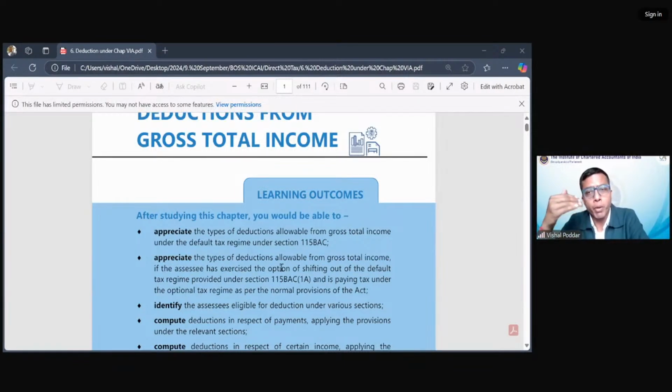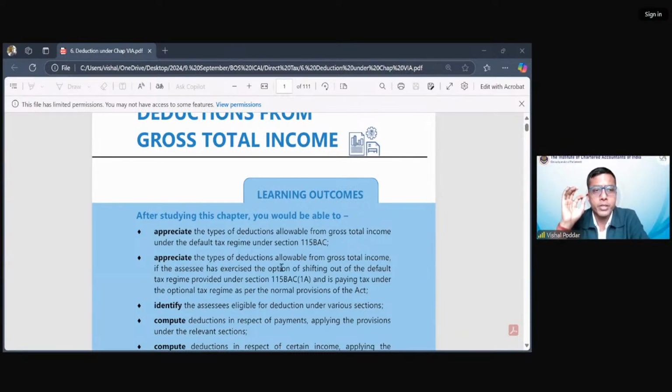Wherever the government wants to promote something, promote a particular investment, or promote a particular backward area, or promote a particular sector of business, they will say that, okay, you do this particular investment or payment or deposit, I give you deduction. Or you start your business in some northeastern area or in some second category district states which are not so developed, I will give you deduction. Or you start your business in a particular sector, like you set up a hospital having more than 100 beds, or you do a particular infrastructure development.